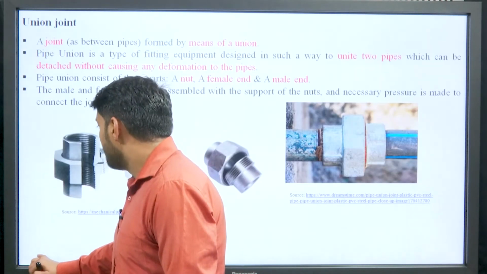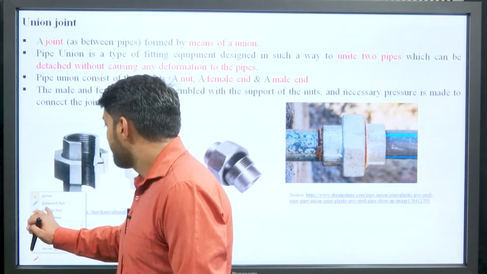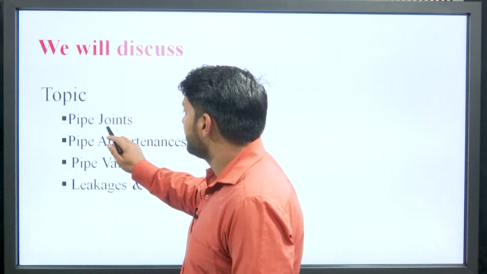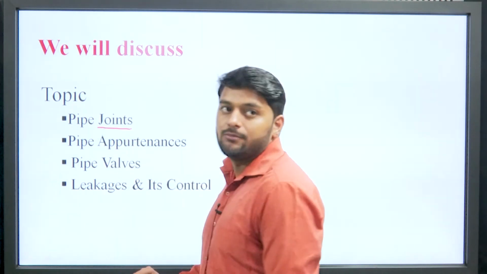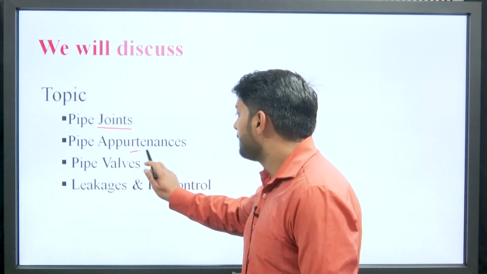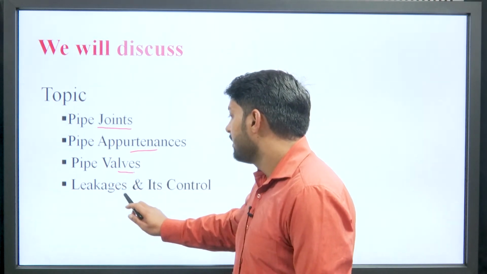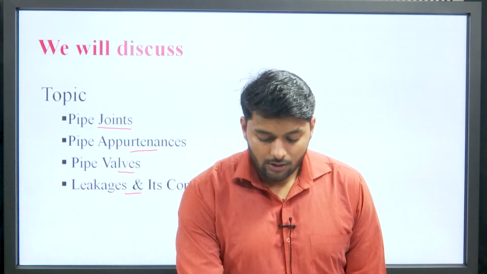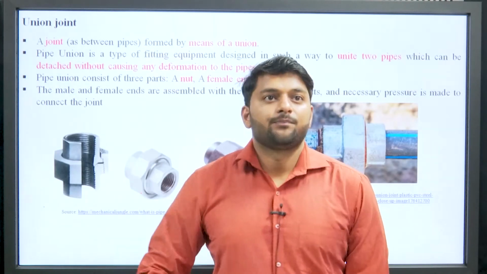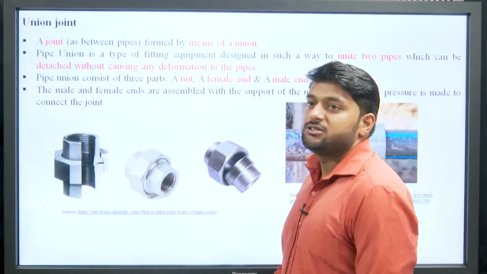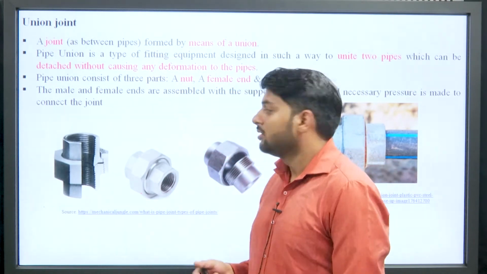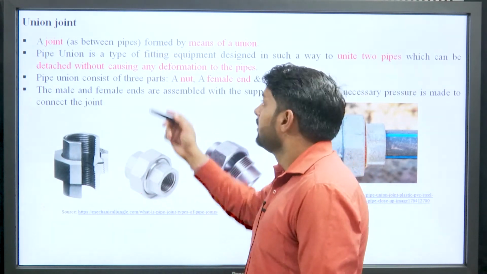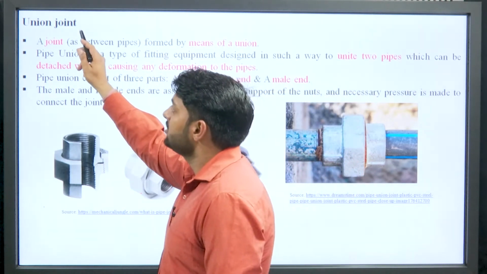First one is the remaining portions of the previous lecture, that is certain pipe joints. Next one is pipe appurtenances, pipe valves, and leakage in pipes and the way to control the leakages. So, in the previous lecture we have discussed bell and spigot joint and flange joint. Next one is union joint.